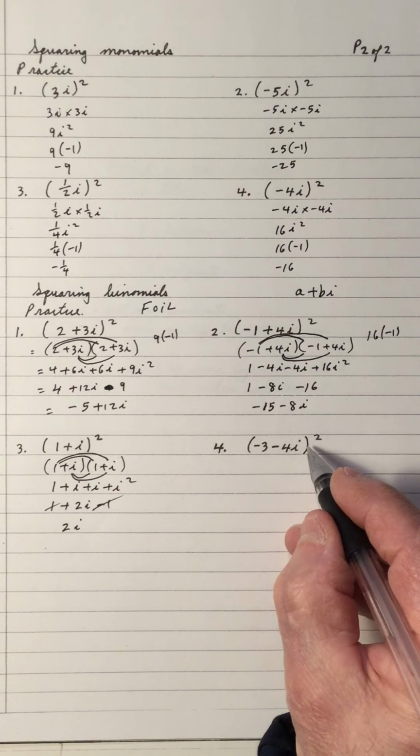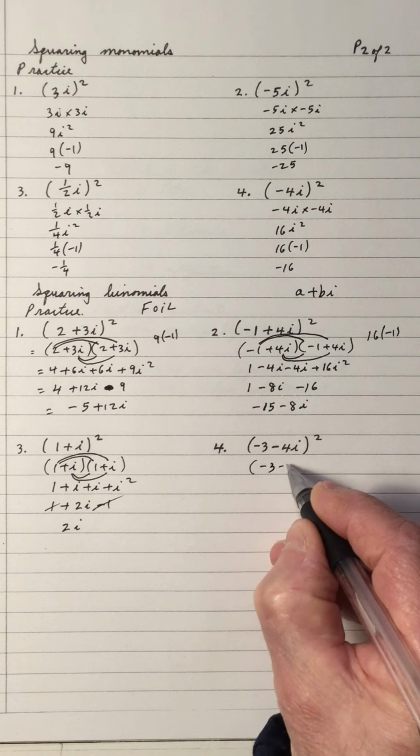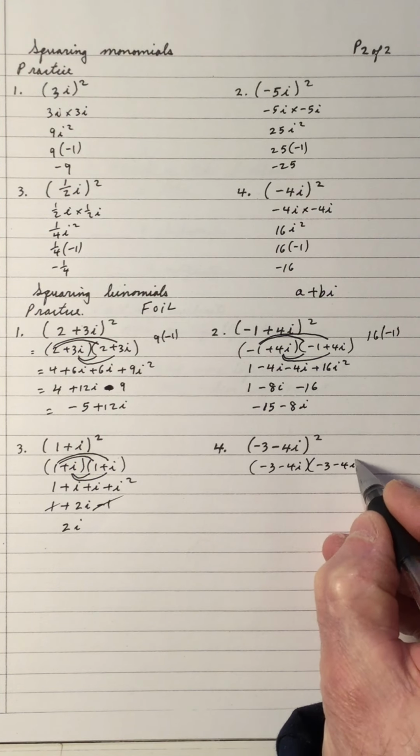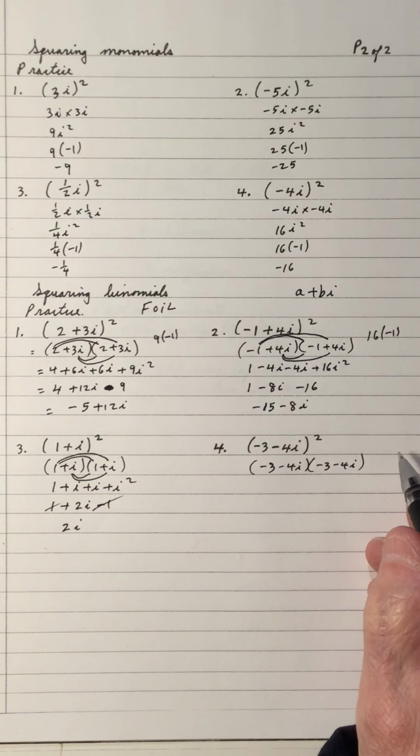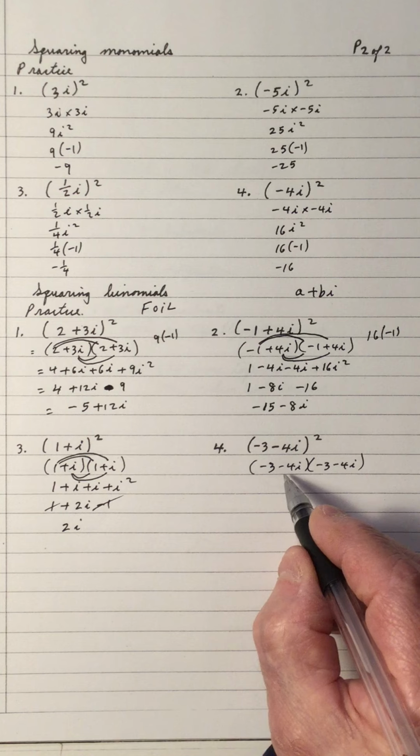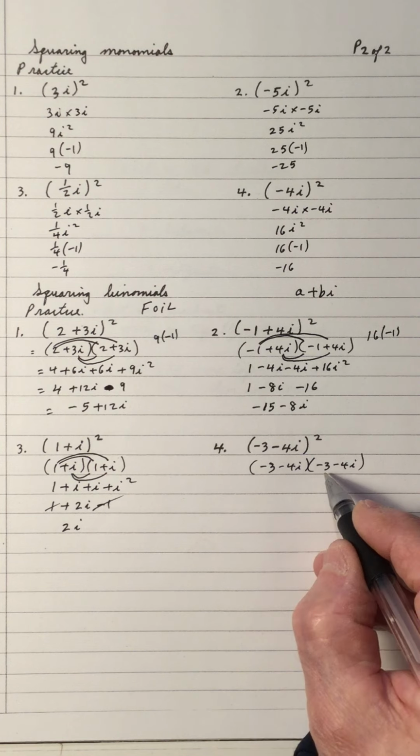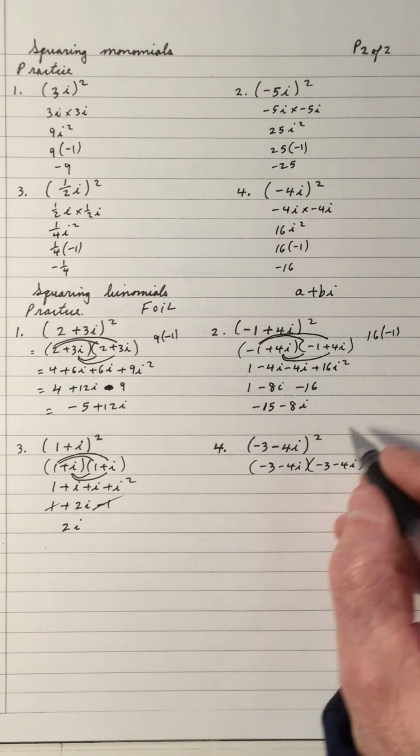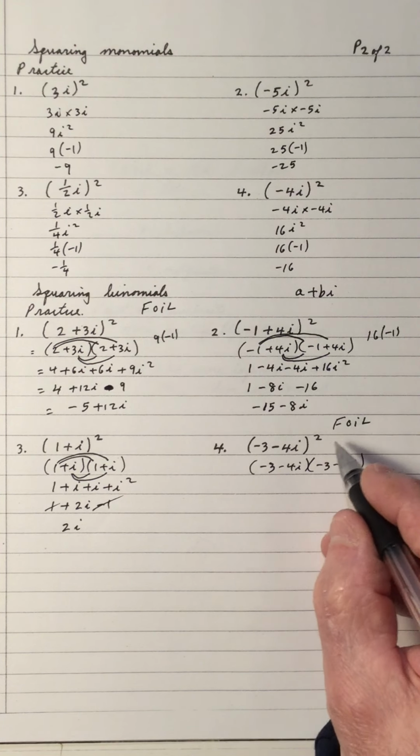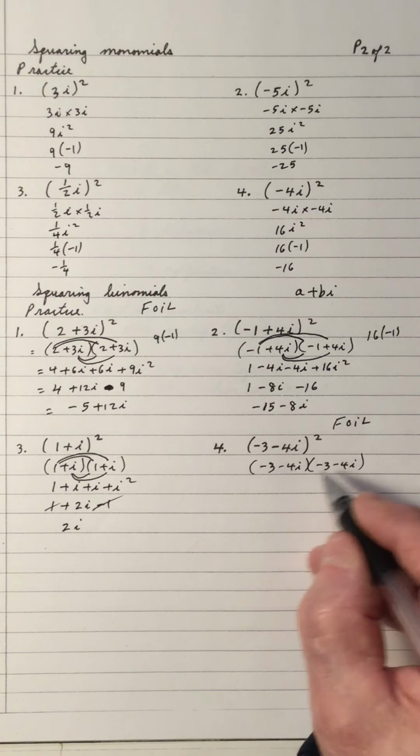Number 4, we're squaring, so we multiply it by itself. And I always write it down to make sure. So -3 minus 4i times -3 minus 4i, FOIL. First, outside, inside, last, and that's when you multiply two binomials.